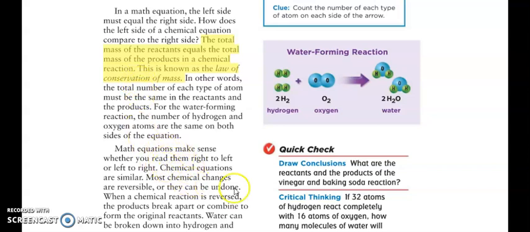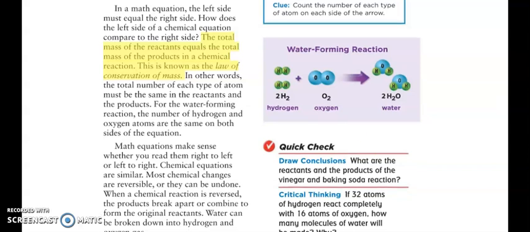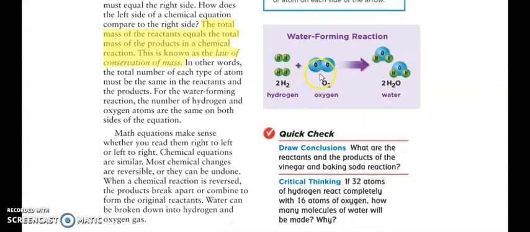Math equations make sense whether you read them right to left or left to right. Chemical equations are similar, so most chemical changes are reversible, or they can be undone. When a chemical reaction is reversed, the products break apart or combine to form the original reactants. Water can be broken down into hydrogen and oxygen gas.